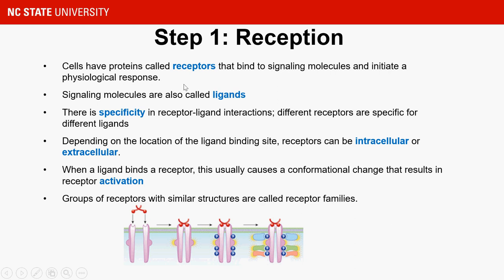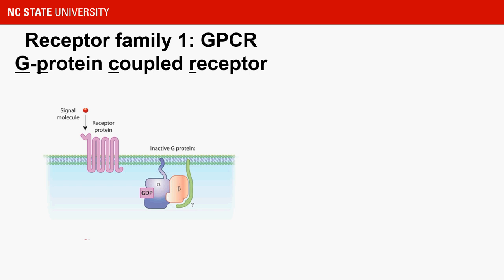So step 1, reception. The cells have proteins called receptors that can bind to the signal molecules. Usually those signal molecules are called ligands, and there is a specificity for the receptor-ligand interaction. So usually when a ligand binds with a receptor, it will activate this receptor.